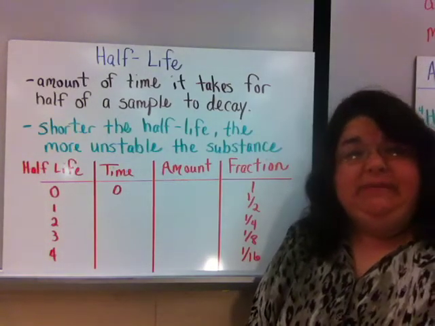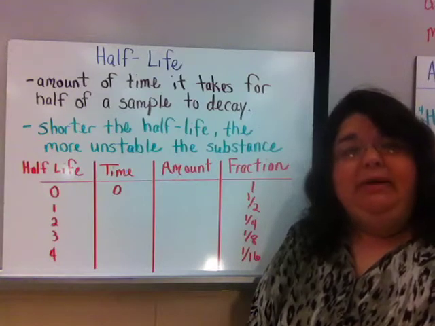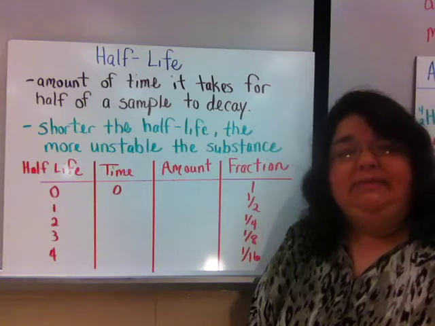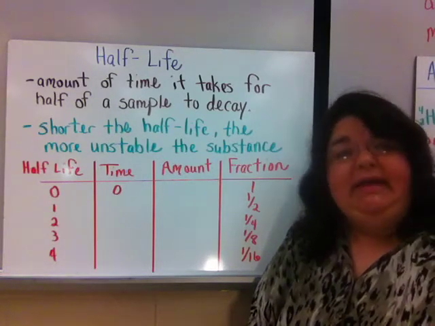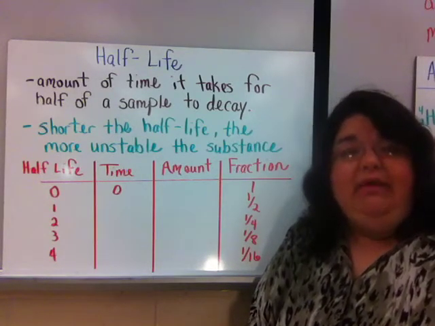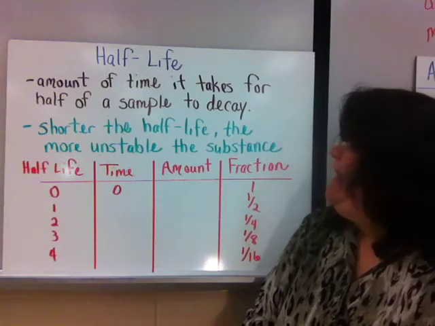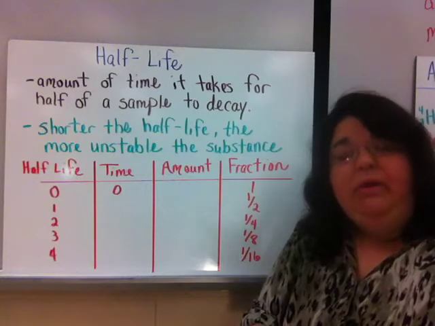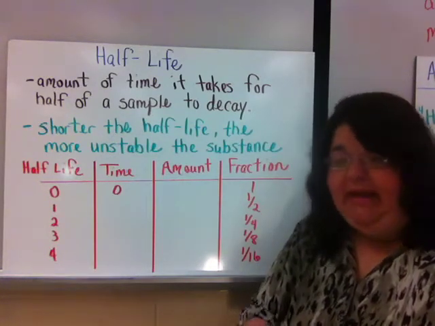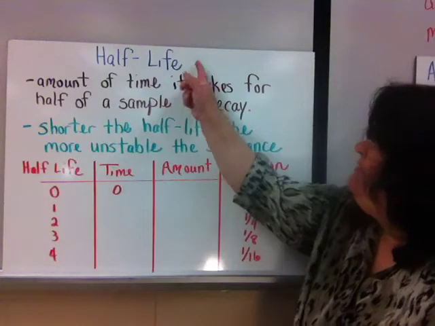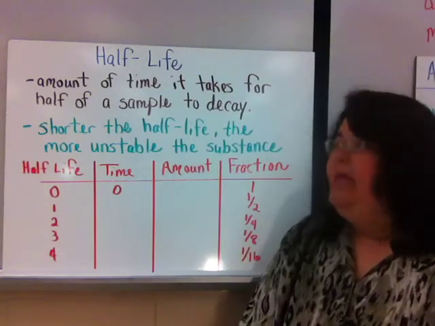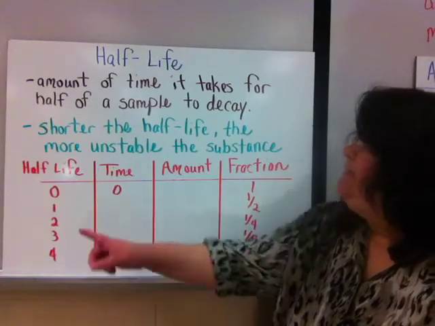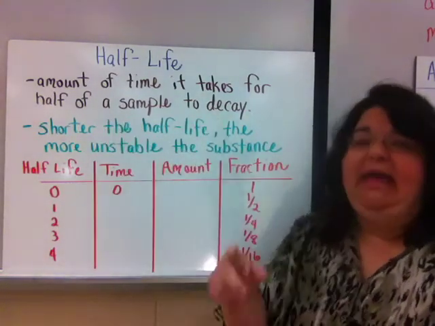When a nucleus becomes unstable, its primary objective is to become a more stable substance. And the only way it can do that is to decay, either through alpha, beta, or gamma decay. Now, as it decays, it's going to change from what it started out being into something else. And so we have this term half-life. And what a half-life is the amount of time that it takes for half of a sample to decay.